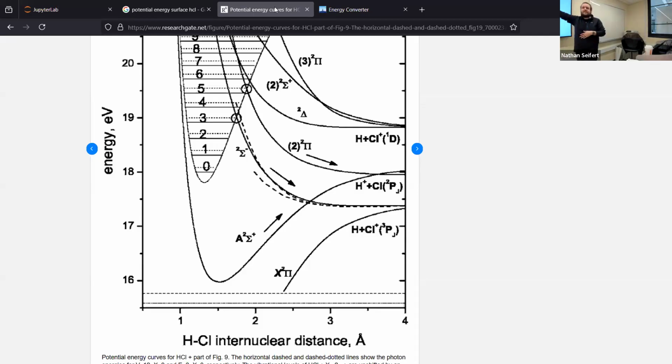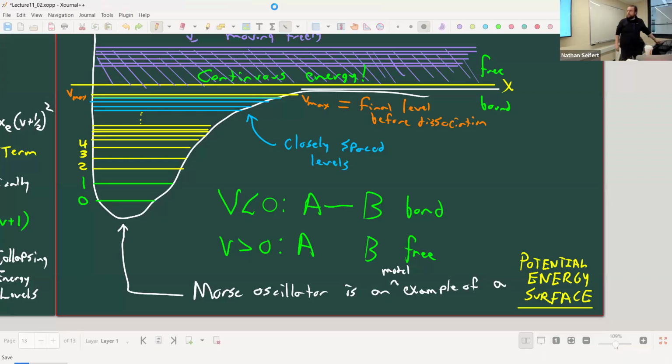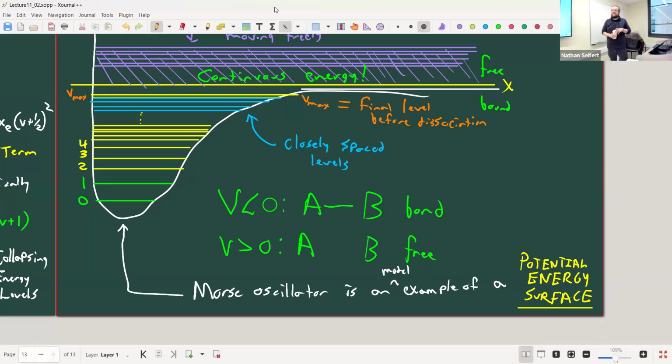All right, so these are really important. This tells me everything about what HCl does when I put energy into it. Potential energy surfaces are super important. They're critical to understanding reactivity. And the Morse oscillator is the simplest example of one. Okay. So we'll look at this next class. We'll do a little more exploration of this, talk about some of the math, some of the spectroscopy, do a comparison and things like that. All right, have a good one, guys.